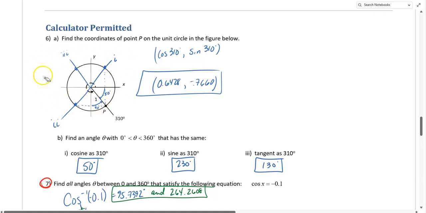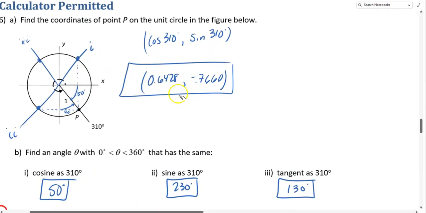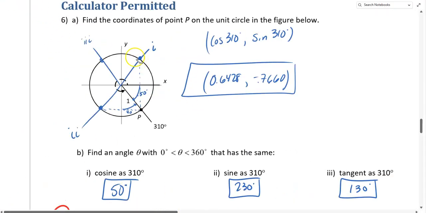Here's another question about positions, finding a coordinate on a unit circle. This time these angles again are not well known, they're not memorized, so we have to use a calculator to identify them. Cosine of 310 gives me the x-coordinate, sine of 310 gives me the y-coordinate. And again, in a similar fashion, if I'm looking for an angle with the same cosine as 310, that means what other angle, in this case I labeled it as 1, has the same x value as 310? Well, that's at the 50-degree position, because 310 is 50 degrees off of horizontal here. This position is 50 degrees off of horizontal up here.